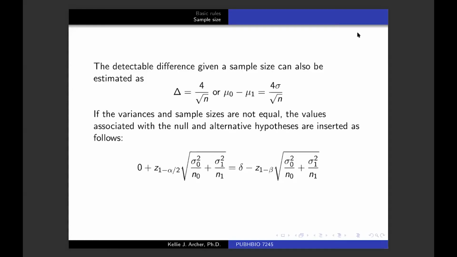In some cases, the data may have already been collected, as in a secondary analysis of an existing data set. So the sample size is already fixed. In that case, one often states what the detectable difference can be expected to be. The detectable difference of a given sample size can be estimated using this formula. If the variances and the sample sizes are not equal, the values associated with the null and alternative hypotheses can be inserted into our usual equation, and then we can solve for delta.